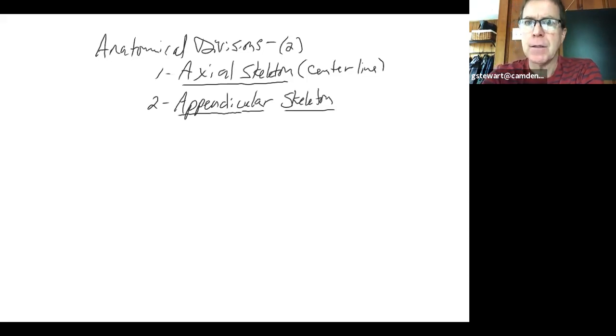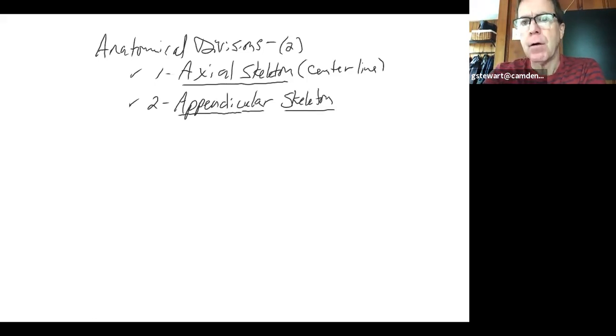So axial skeleton: skull, vertebral column, rib cage. Appendicular skeleton, if you want to think of it as everything else, that's fine. That includes arms, legs, feet, hands, pectoral girdle, aka the shoulders, and the pelvic girdle, aka what you and I call the hips.